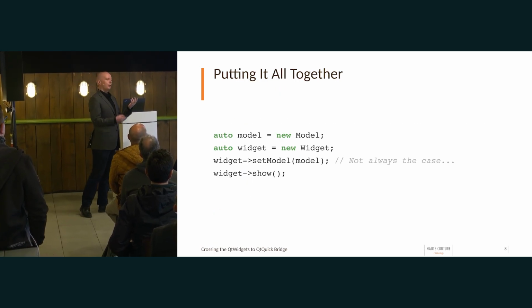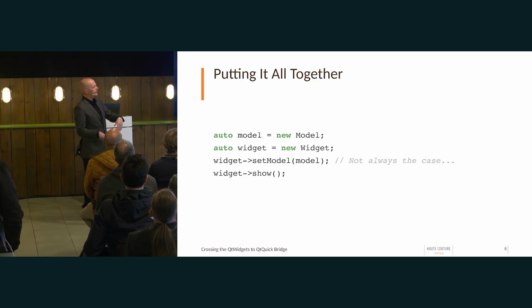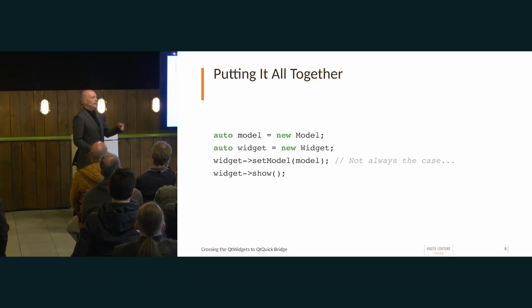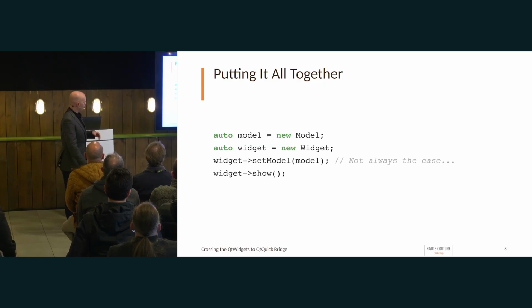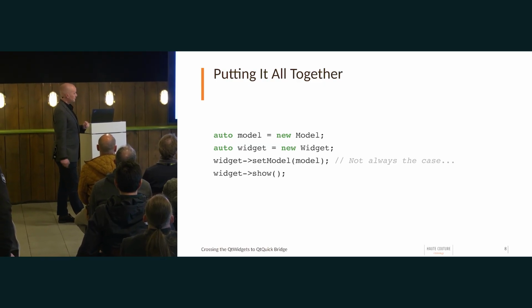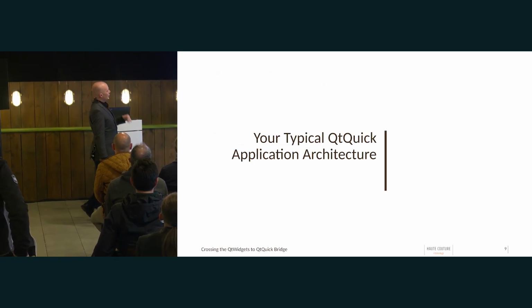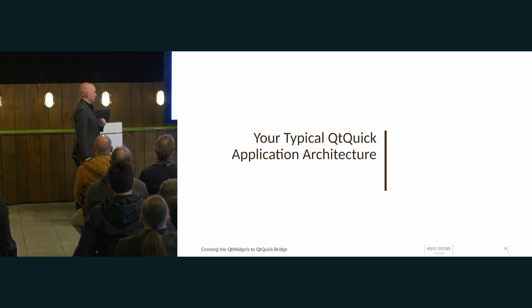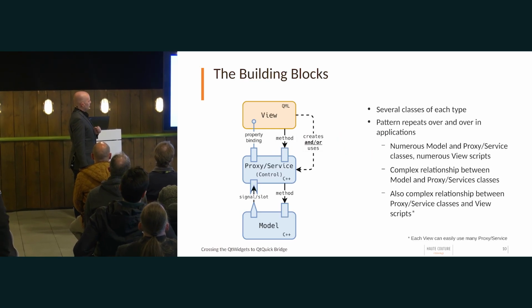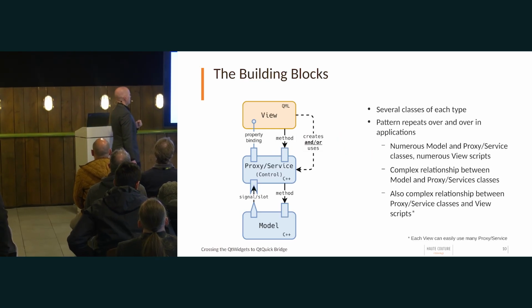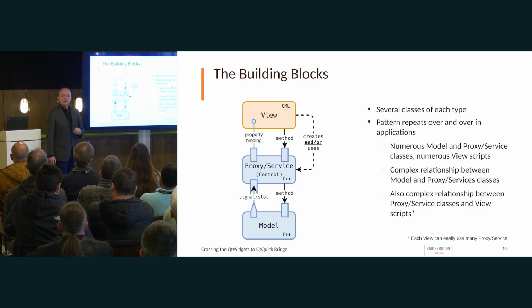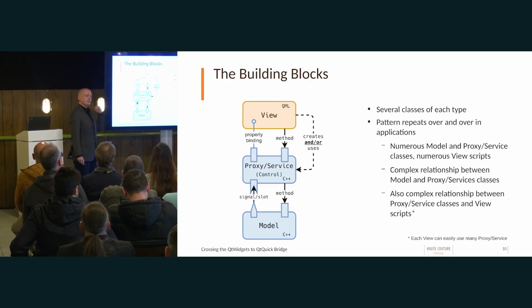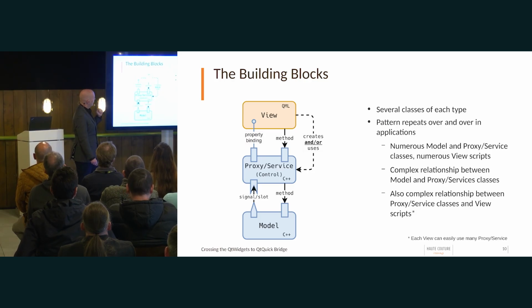Then you put it all together: create a new widget, create a new model, set the model on the widget, show it. That's pretty much how it is. Now, if we look at QtQuick application architecture, we'll have something which is more like this. We'll probably have that model part still, that part that's similar to what we've seen on a couple of slides back.